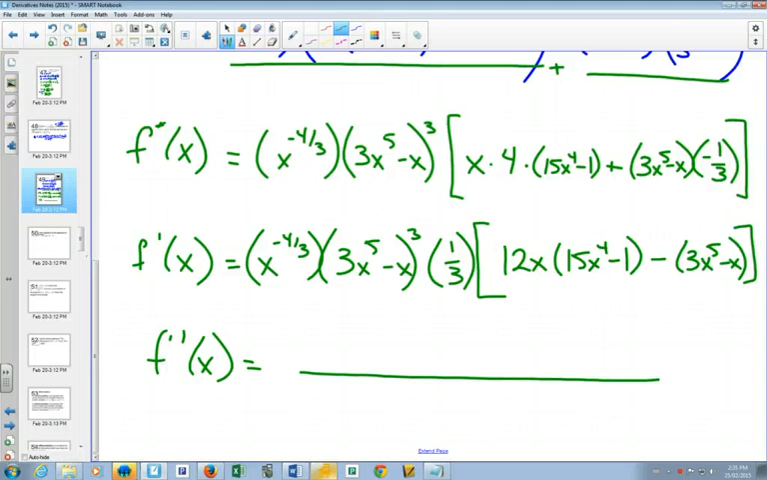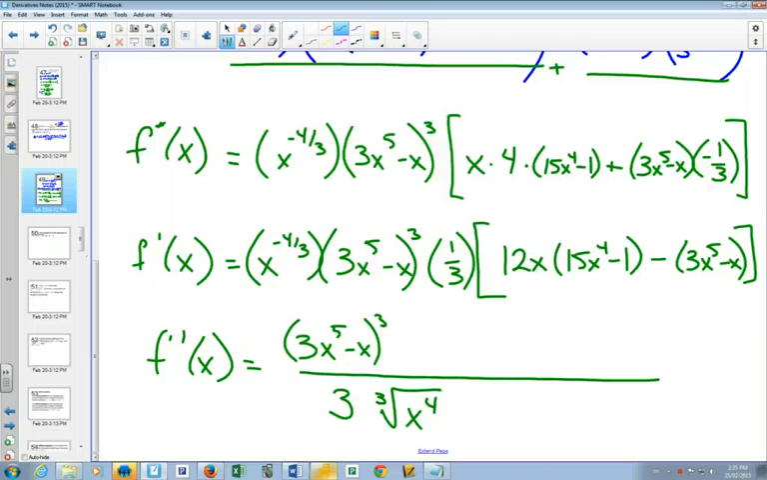So what does this look like? Well, the 1/3 would end up being a 3 on the bottom of our fraction. The x to the negative 4/3 would be the same as the cube root of x to the 4th on the bottom of our fraction, because it would be an x to the 4/3 on the bottom. The third part means a cube root, and you'd have an x to the 4. What are we left with on top? We're left with a 3x to the 5 minus x all cubed.